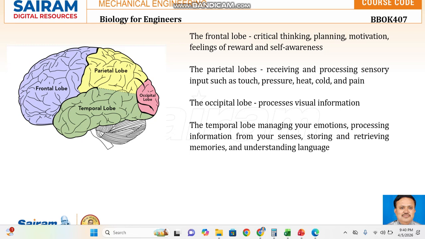This light colored part, the light green colored part, is the temporal lobe. It is managing our emotions, processing the information we have sensed, the information stored, retrieving the old memories, and understanding the language we hear. That will be taken care of by this light green colored part, the temporal lobe.